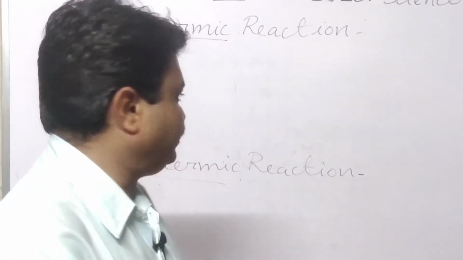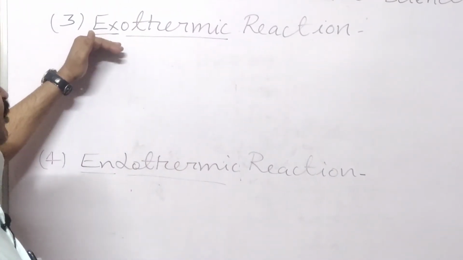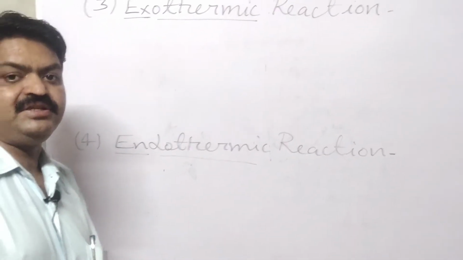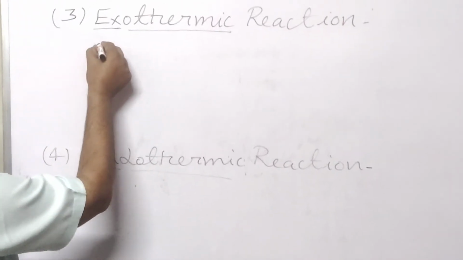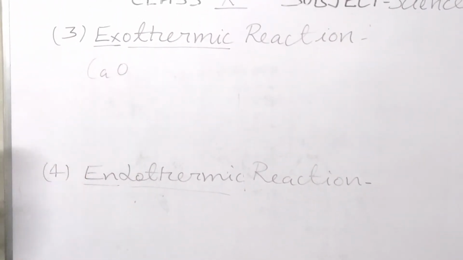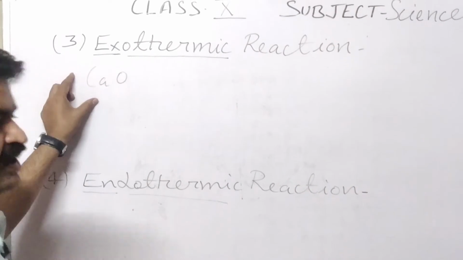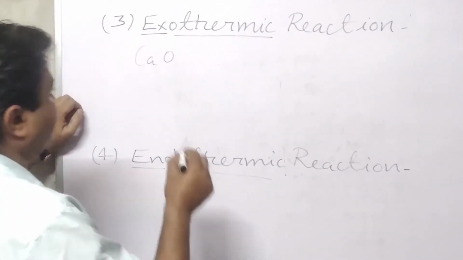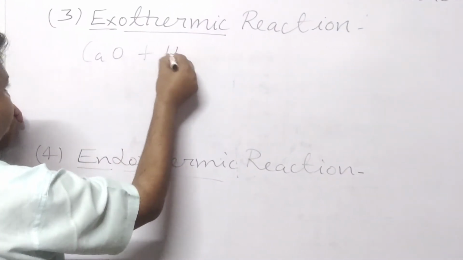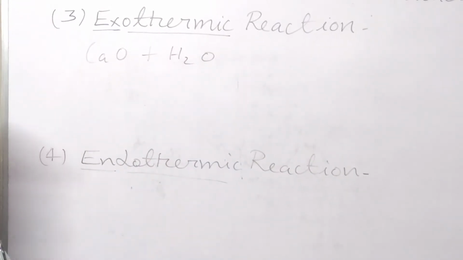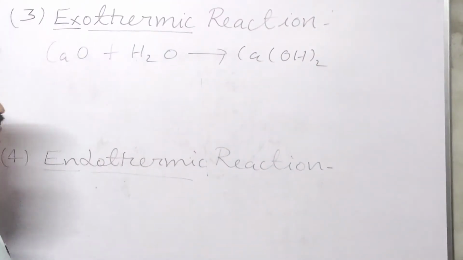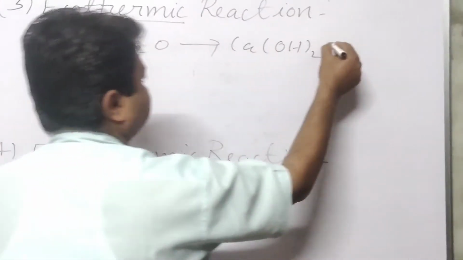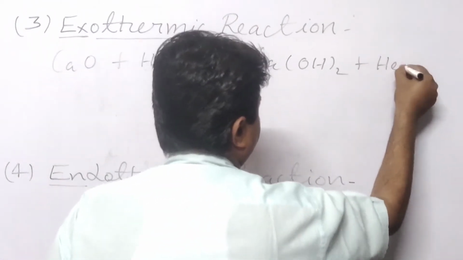Now we will discuss some examples of exothermic. Exothermic means the energy is released. If we take quicklime, the formula is CaO. It is also known as lime, student. If we put water in this, then what happens? A particular chemical substance is produced here, Ca(OH)2, calcium hydroxide, and in this process heat energy is released.